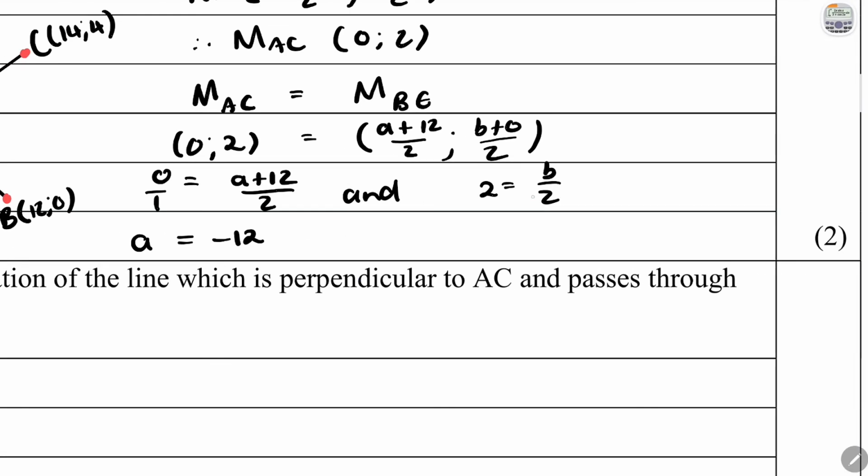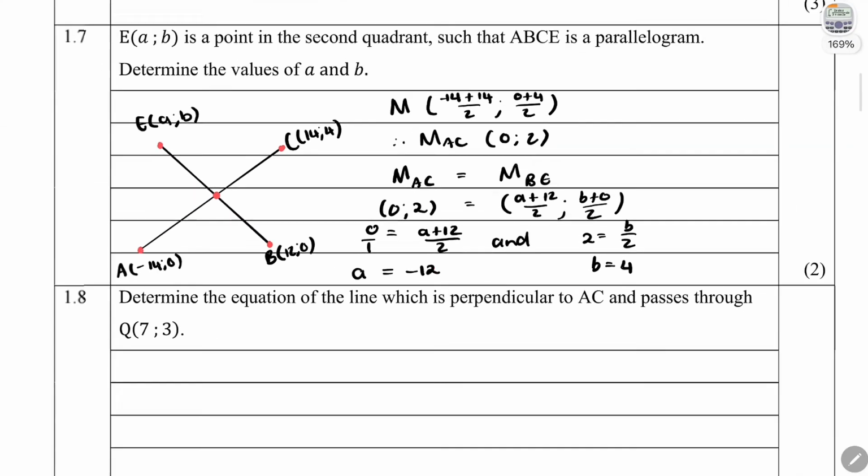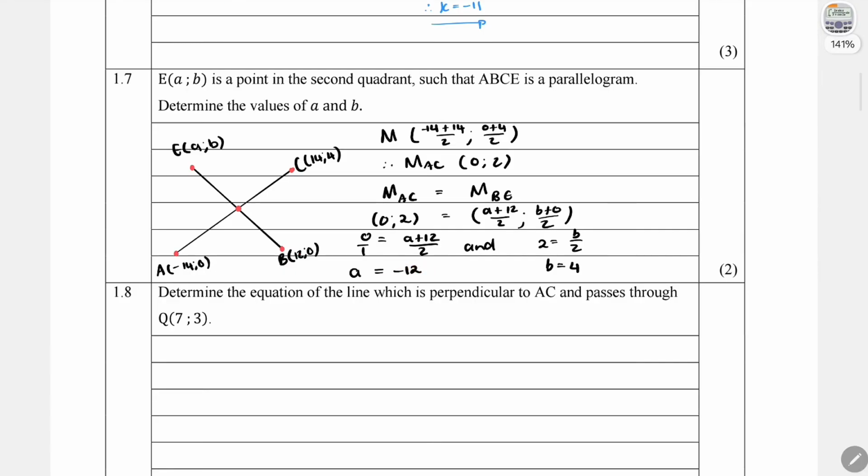And here, just multiply both hand sides by 2 to get rid of this. So 2 times 2 is just 4. So B is equal to 4. And those are the values of A and B. A is negative 12, while B is 4. And those are our answers.